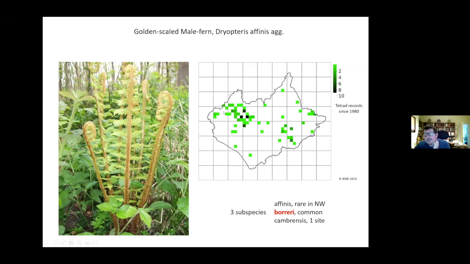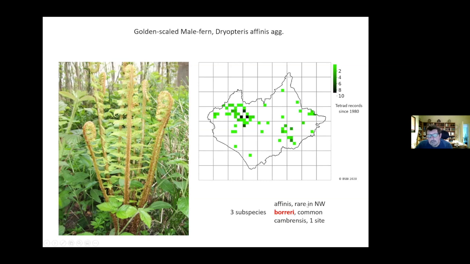These are the areas that you find it mostly, the old woodland areas. There are 3 subspecies: Aphinis, Boreri, and Cambrensis. Aphinis is rare. You find it over here in the northwest, really. This one here turned out to be Aphinis, which was a bit odd. Boreri is very common. It's the most common in Leicestershire and Rutland. There's only one site for Cambrensis, which is at the Brand, so if you're not there, you won't find it. There's a possibility that you might find 1 or 2 more up around here, if you look more carefully.